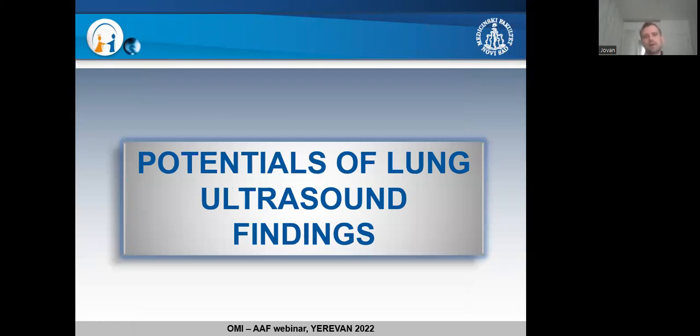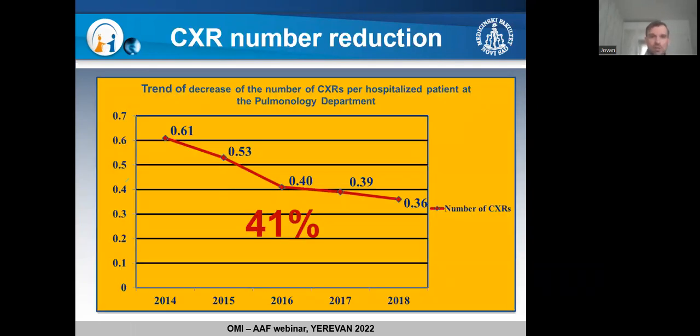And now we're slowly approaching the end of this lecture, and we're going to talk about potentials of lung ultrasound. And the first one is, of course, chest X-ray number reduction. And here you can see a trend of decrease of the number of chest X-rays per hospitalized patient at the pulmonology department in our hospital. So within 5 years, we managed to decrease the number of chest X-rays by 41%.